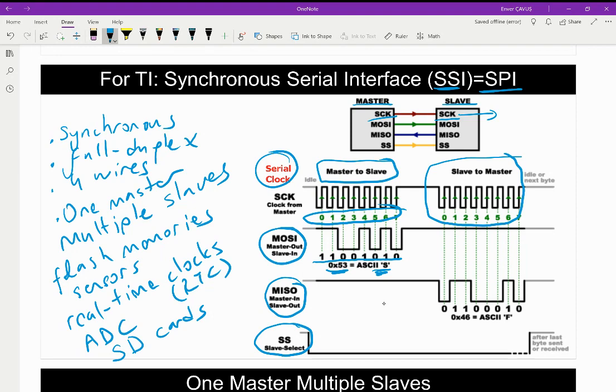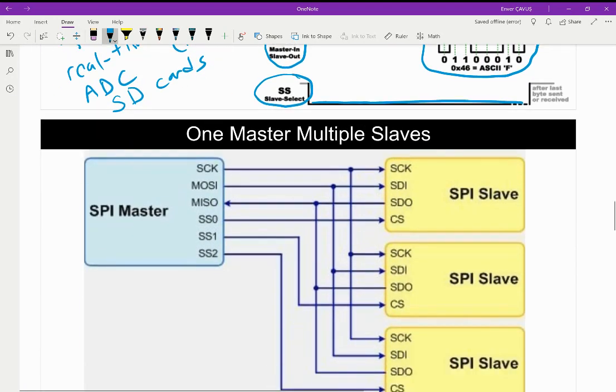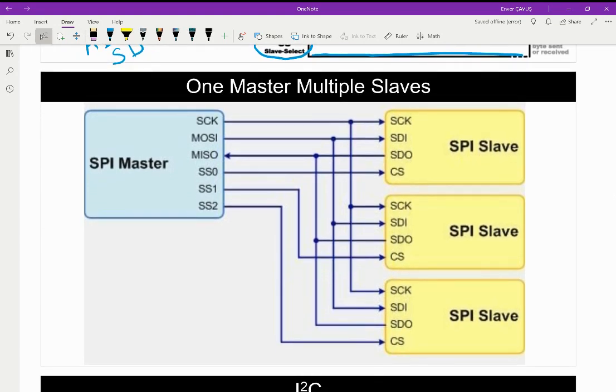And if I look at, in this case, this is the master in, slave out, right? So I am sending this data to the master side from the slave side, and the ASCII character is F. So note that during this transmission, this SS slave select is a negative logic, and therefore it is low during these transmissions. So as we said, we can use this SPI in a one master multiple slave configuration.